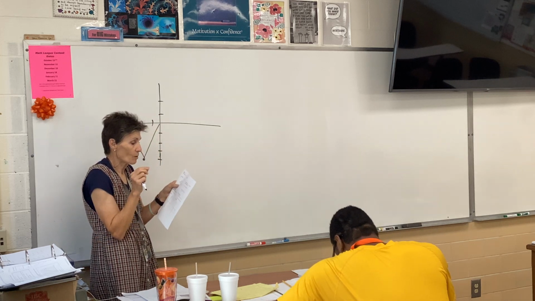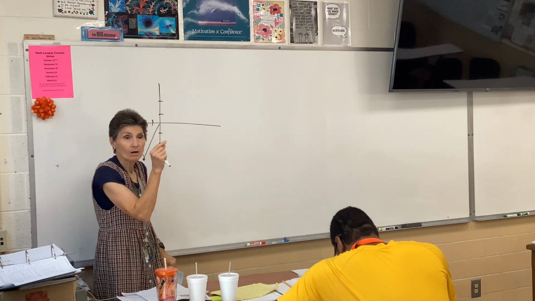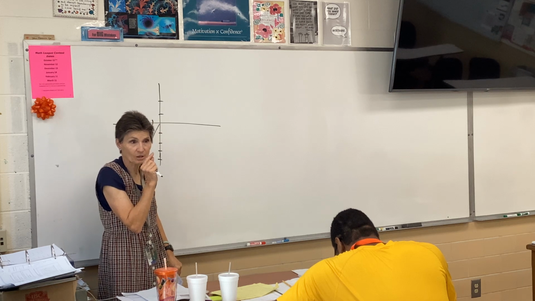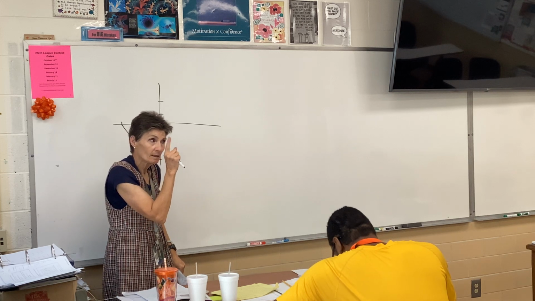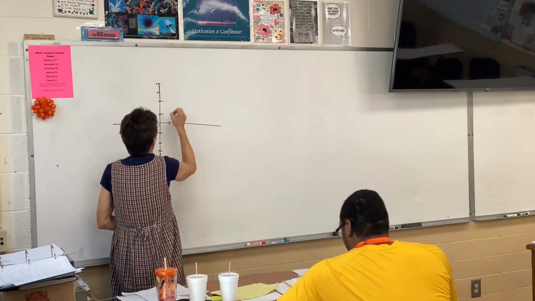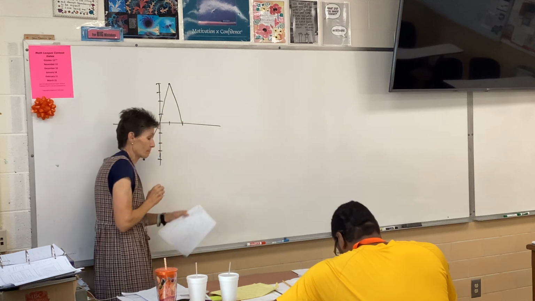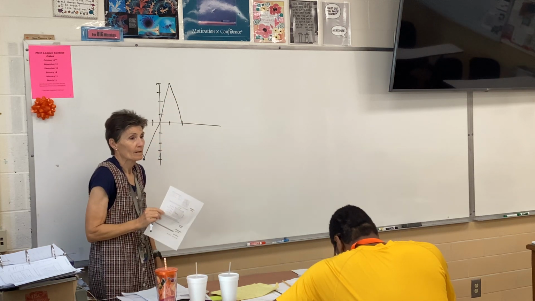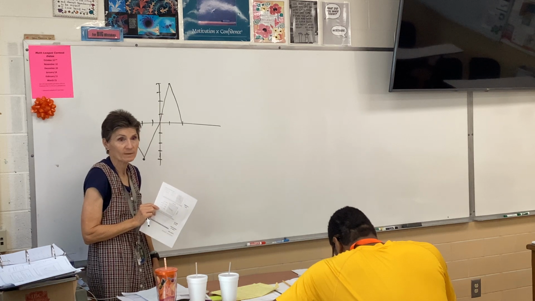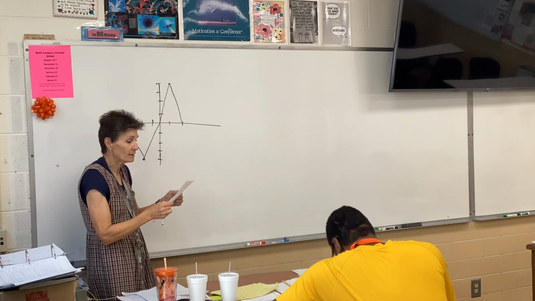Now, what about the little triangle? It's originally over 1 down 2. So what's going to happen? It's going to go over 1 and up 4. And there we go. Not done yet, but that's step 1. Are you okay with that? Now, what else did you say had to happen?